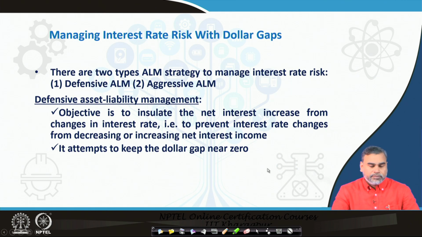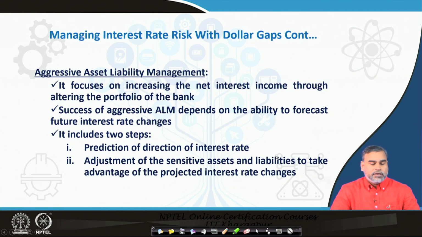Then another strategy we have is called the aggressive strategy, or aggressive asset liability management. Here the commercial banks always try to maximize their net interest income, and they can do that in many ways. First of all, the success of aggressive ALM depends on the ability to forecast future interest rate changes. If the banks are able to forecast the interest rate better, then by analyzing the direction of changes, they can make adjustments in their assets and liabilities, and by that the net interest income can be maximized.